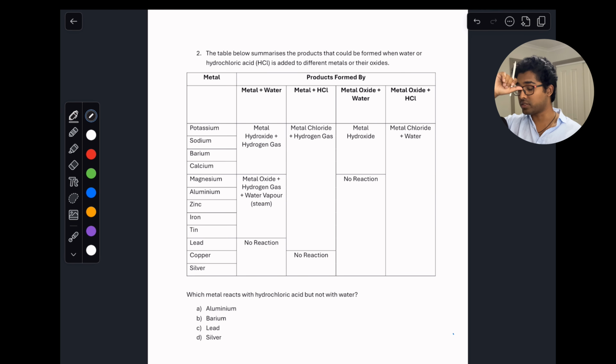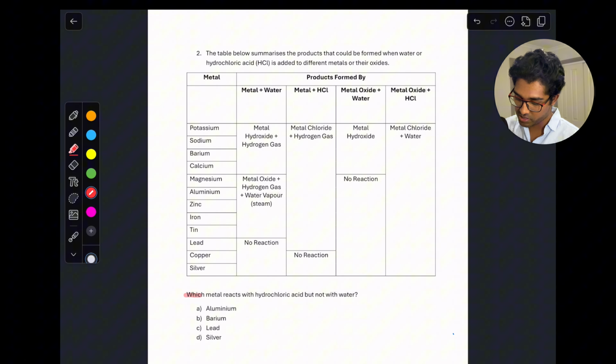Assuming you've done that, let's go through this one together. Here we're given a table, and we're asked to do what top students do, which is jump right into what the question is. We are asked to find which metal reacts with hydrochloric acid, but not with water. So in summary, we want something that reacts with hydrochloric acid, and with water, it's no reaction.